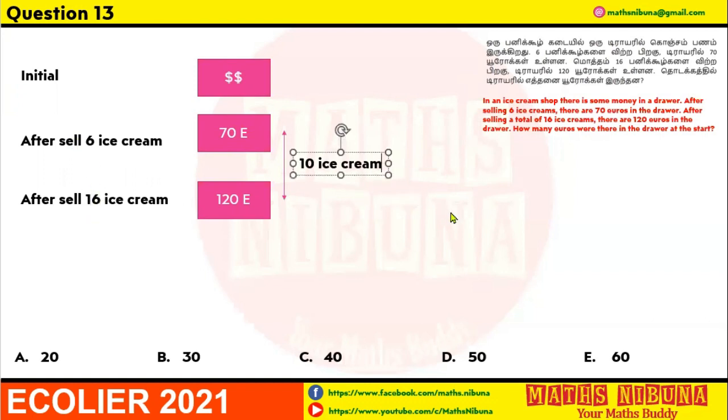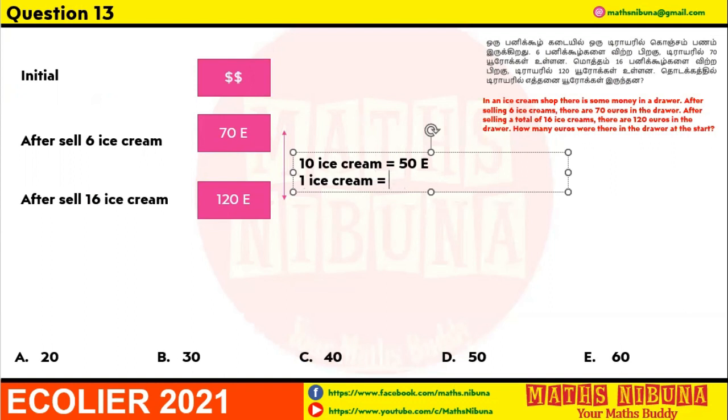So how much money did he get for that? He got 70 euro here and 120 euro there, so 120 minus 70 is 50 euro. I just put E for euro to make it easy. That means he sold 10 ice creams and got 50 euros. If 10 ice creams equal 50 euro, how much is one ice cream? You have to find that.